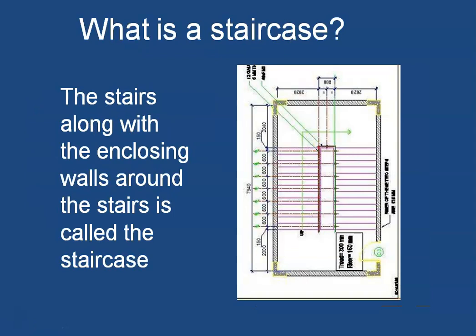Then what is the staircase? What is the difference between stairs and staircase? The stairs along with the enclosing walls around the stairs is called a staircase. As you can see here, these are the steps which you can see inside, and outside you will see that this is an enclosing wall with a door and other things. So this entire thing along with the wall is going to be called a staircase.